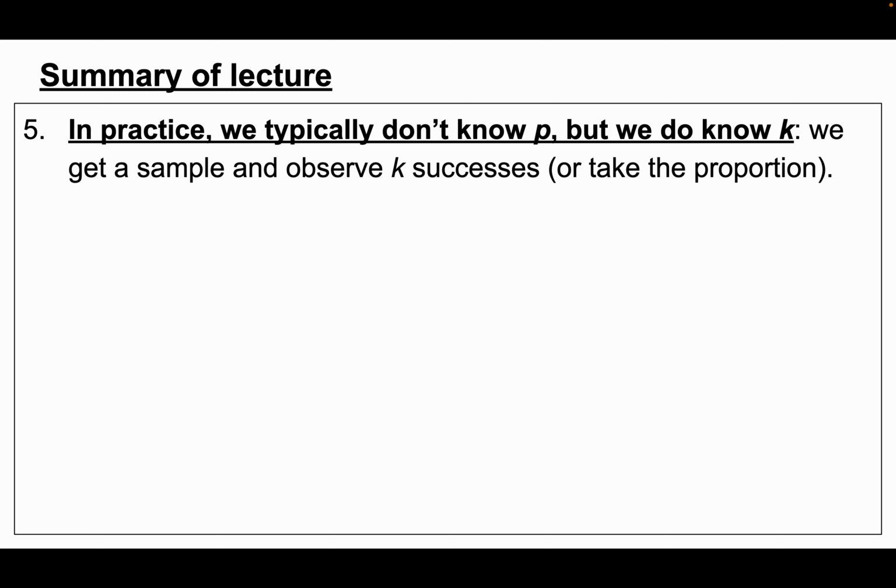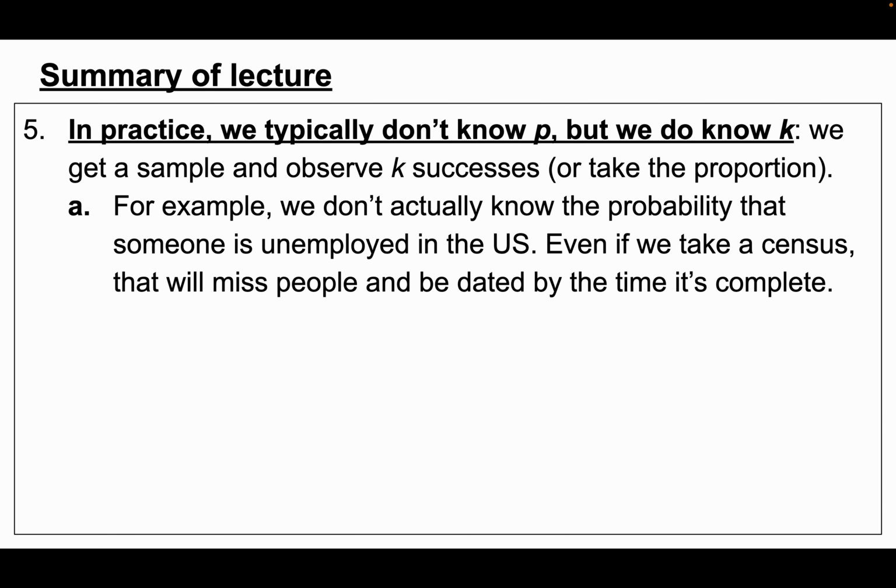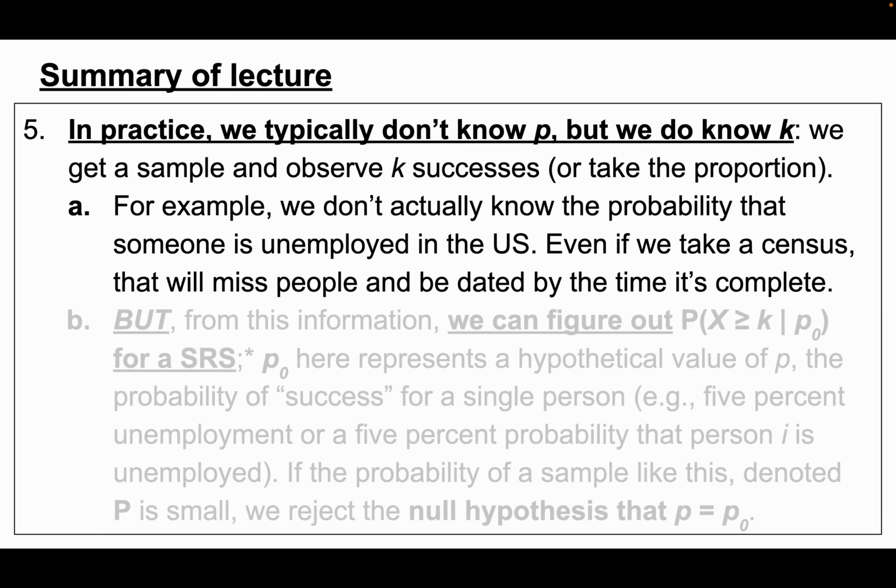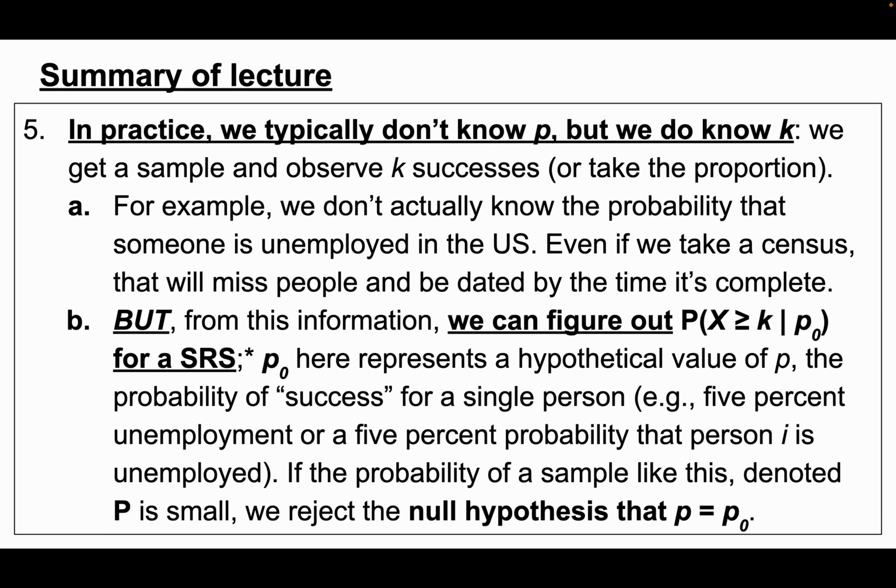Because we typically don't know parameters, that's literally why they're called parameters, meaning something that is defectively or unusually measured, literally, but in practice means just not measured. But we do know k, so we get a sampling, observed k successes, or we take the proportion. For example, we typically don't actually know the probability that someone is employed or not in the US, which is a binary individual outcome. Even if we take a census, it's going to miss people and it'll be dated by the time it's complete.